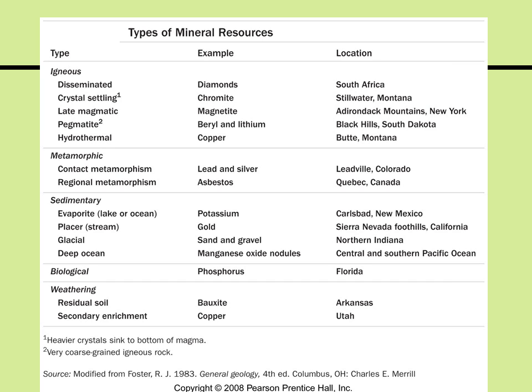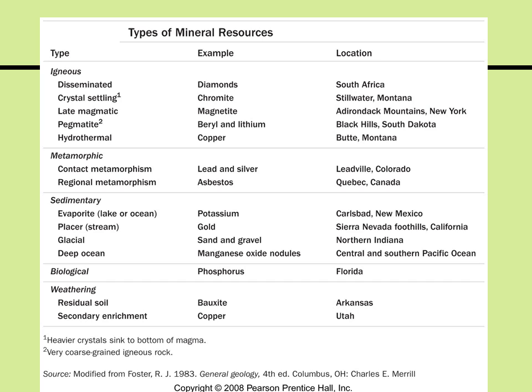Another way of depicting these is shown in this table, which describes different kinds of processes, some examples of the ores that come from each of those processes, and some sample locations. We have some in the United States, such as Stillwater, Montana, which has chromite that came from crystal settling in an igneous process. We also have, under igneous, some pegmatites where beryl and lithium are mined from the Black Hills of South Dakota. We also have hydrothermal deposits where copper is found in abundance in a location such as Butte, Montana.